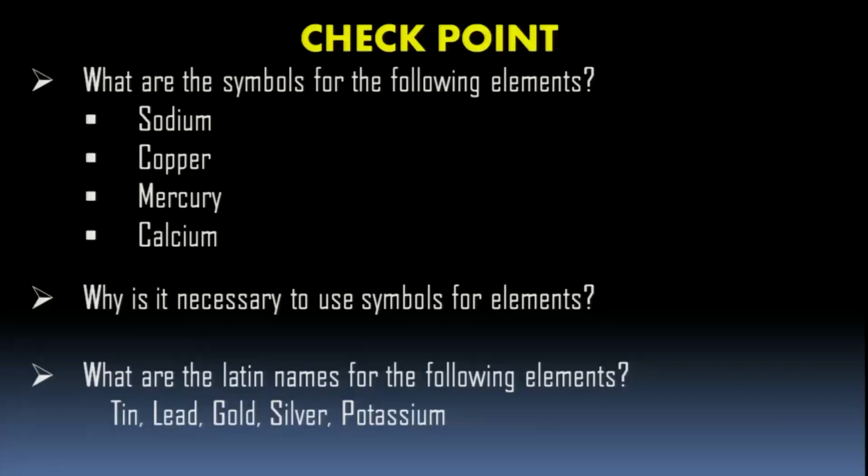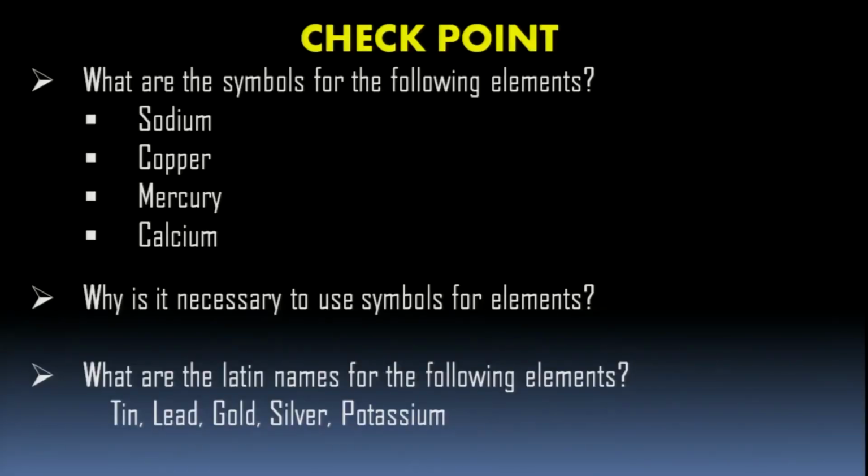Question is, why is it necessary to use symbols for elements? I have discussed with you, children. Do you remember? I have told you why it is necessary to use the symbols for element. Remember that big notations. If we write ammonium chloride, I'll write ammonia, then I'll write hydrogen, then I'll write chlorine. Is it possible to do it always? No. So why it is necessary to use symbols? To shorten it.